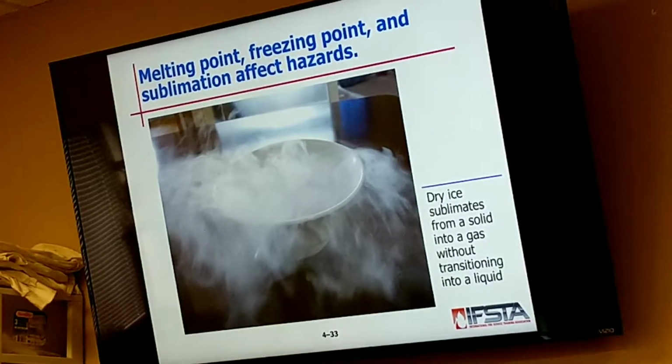Melting point, freezing point. Melting point is the temperature at which a solid substance changes into a liquid state at normal atmospheric pressure. An ice cube melts just above 32 degrees, that's its melting point. Freezing point is the temperature at which a liquid becomes a solid. Water freezes at 32 degrees, that's its freezing point.